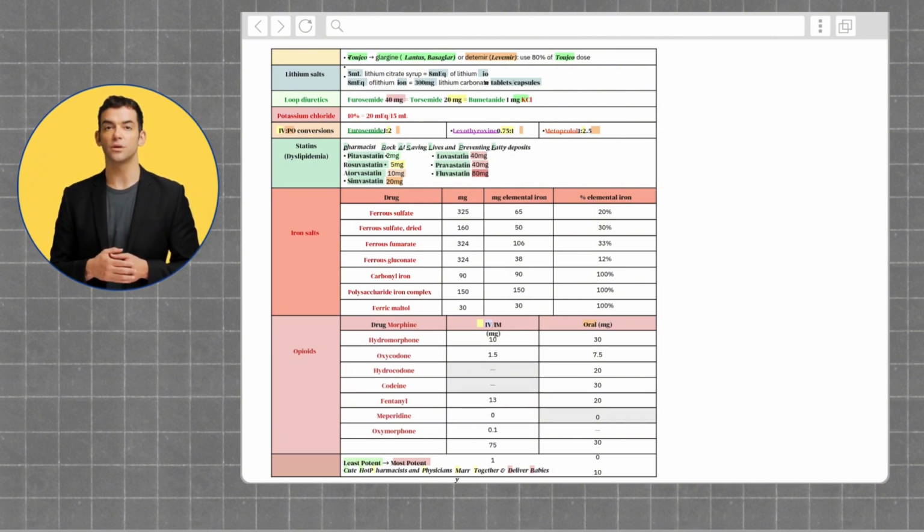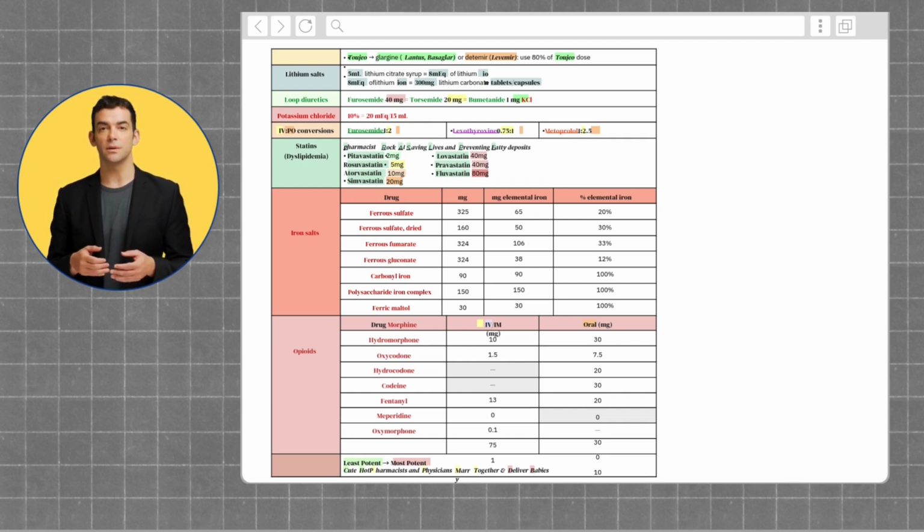How many 325 mg tablets of ferrous sulfate should the patient take to meet this requirement? The solution is, ferrous sulfate contains 20% elemental iron. 325 mg times 0.20 equals 65 mg elemental iron per tablet. To achieve 130 mg of elemental iron, you would divide 130 mg by 65 mg, which would give you 2 tablets daily.